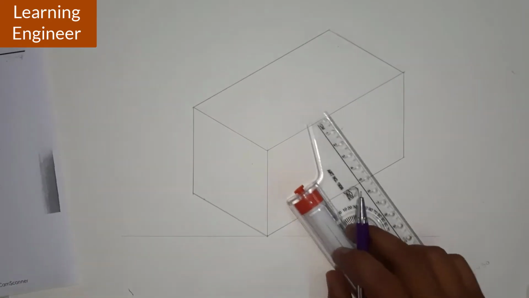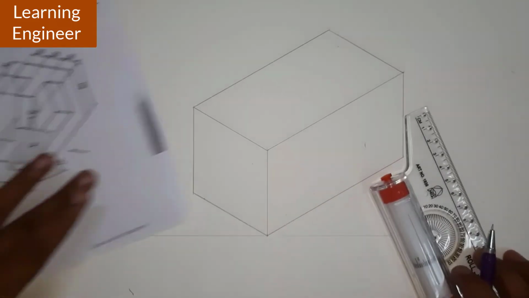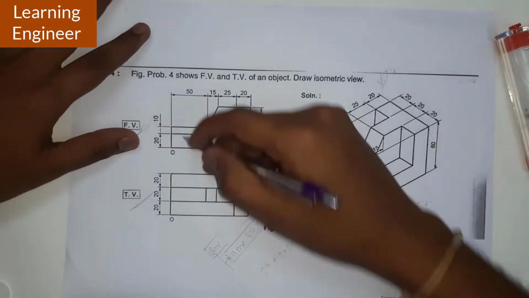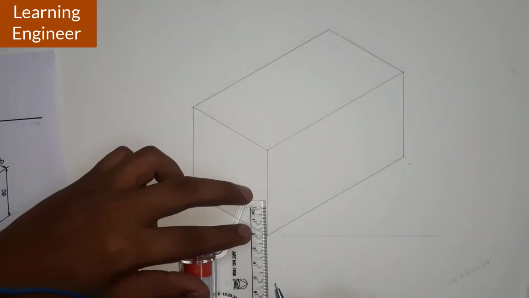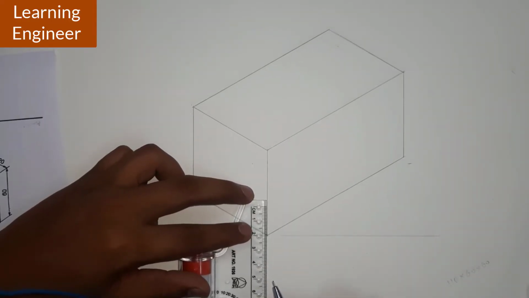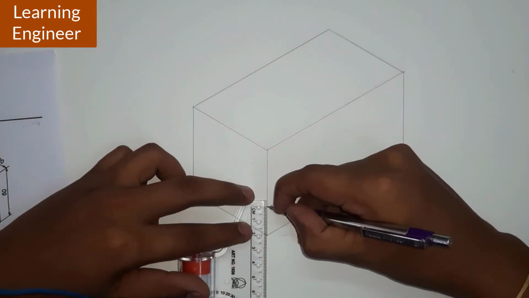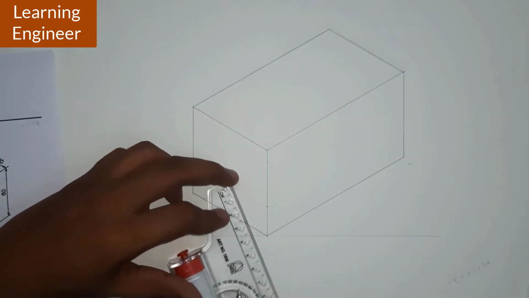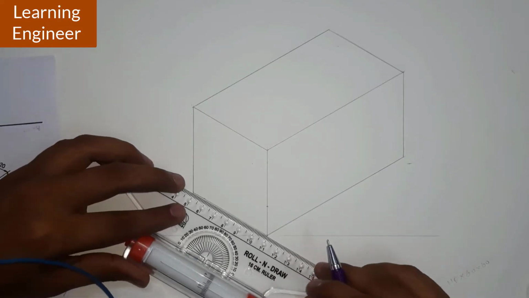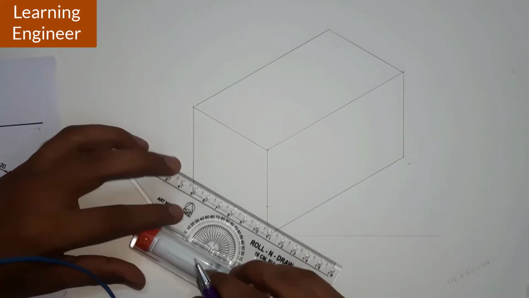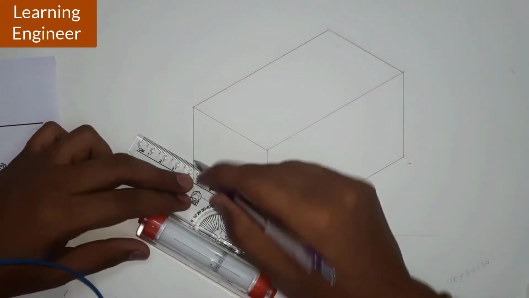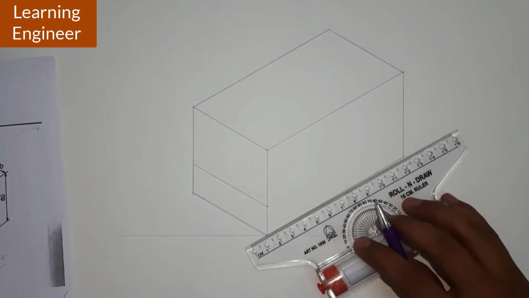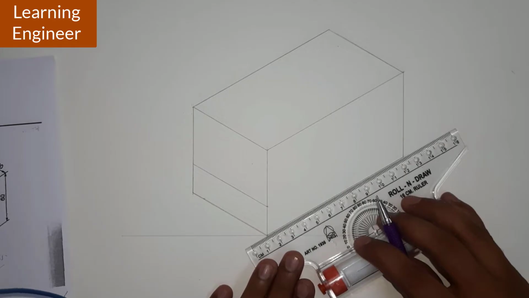So the height has been given as 20 mm. I'm talking about this particular height which has been given as 20 mm. I have marked 20 mm and I will draw a line parallel to this particular line.